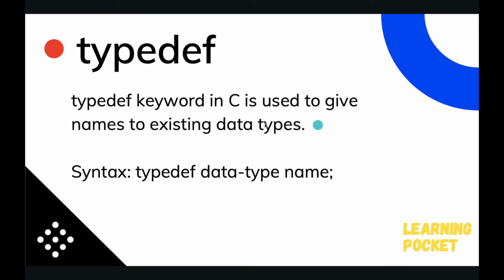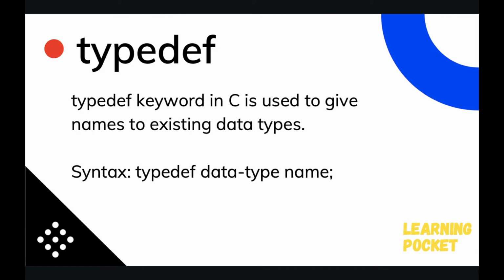Typedef is a keyword in C used to give a name to an existing data type. It is just like giving some nicknames to the existing data types in C. Suppose you don't want to call integer type data types as int, or you want to call them something else that gives more meaning to your program.